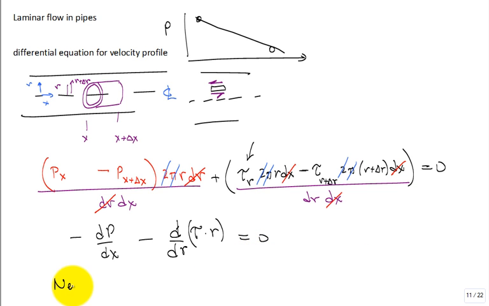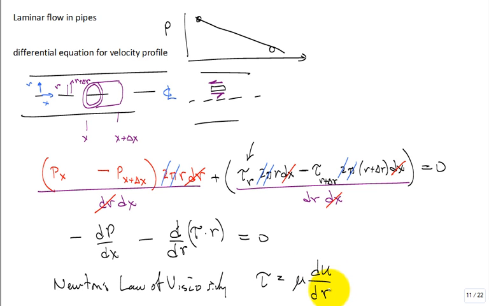If we use Newton's law of viscosity, what does it say? Shear stress is equal to mu du dr in this case. But let's play with this a little bit. This is the direction of increasing r, true? My velocity profile is going to be du dr. Is that positive or negative? As I increase r, does u go down or up?